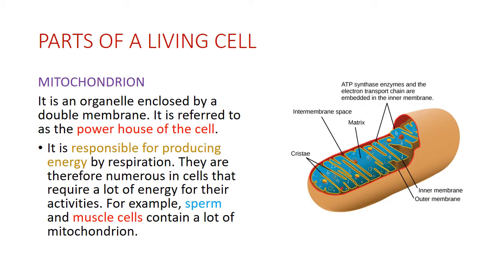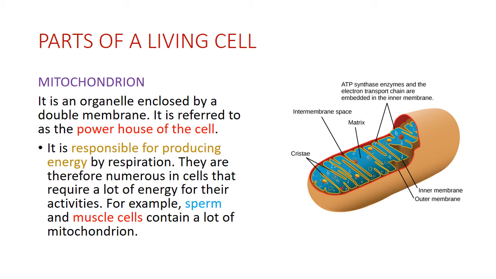Now the mitochondria is also a very important organelle. It has a double membrane. If we check the diagram, we realize that it has an inner membrane and an outer membrane, which gives it a double membrane. We refer to it as the powerhouse. There's a reason why we call it the powerhouse: it produces power for the cell. Power in this case means energy by respiration. Respiration is a process in which living organisms produce energy, and this happens within the mitochondria.